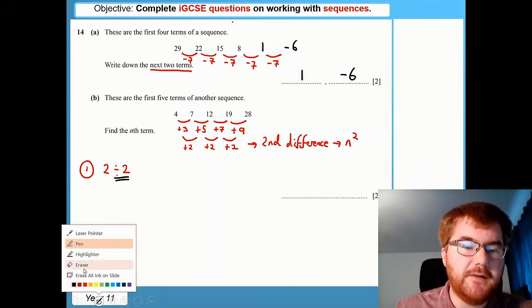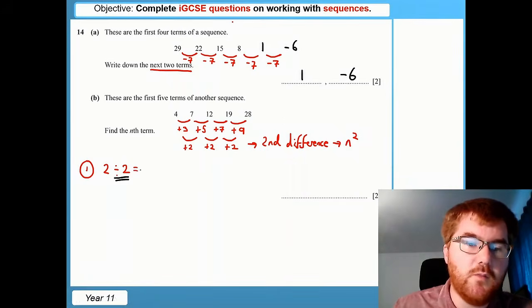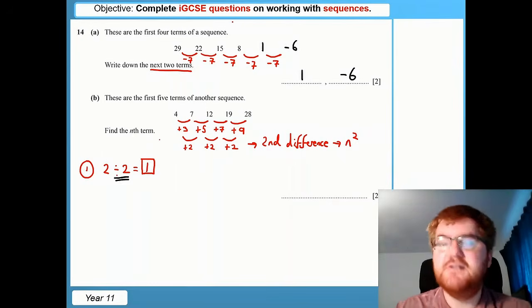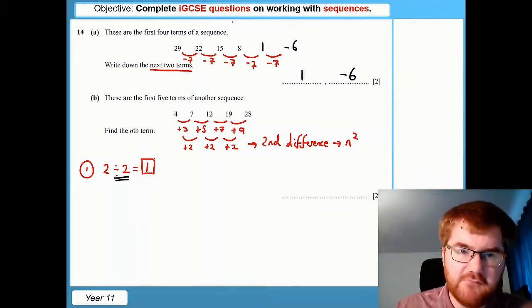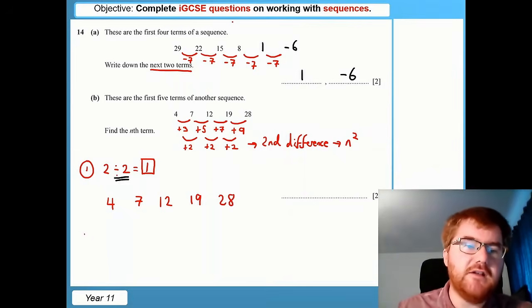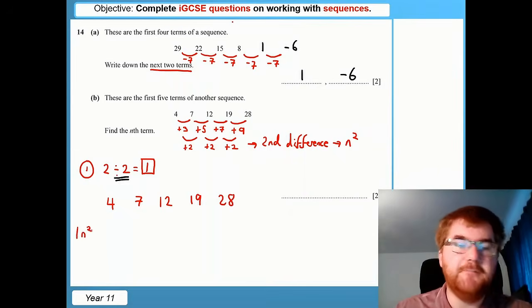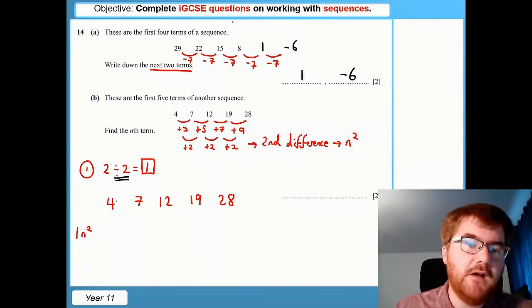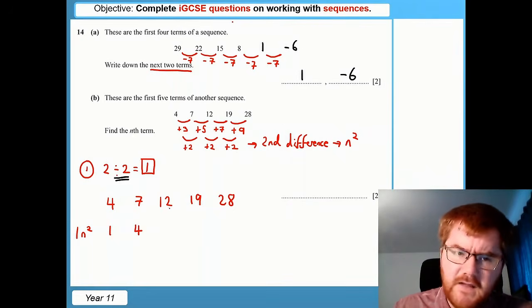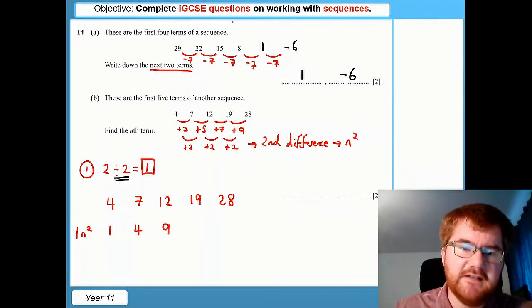So if we do 2 divided by 2, that's equal to 1. And what this tells us is that we need to write down the 1n squared numbers. So I'm going to write this sequence out that we've got at the top here, 4, 7, 12, 19, 28. And what I'm going to do now is write down the 1n squared numbers, also known as just the square numbers. So what is 1 times 1? That's 1. 2 times 2, that's equal to 4. 3 times 3 is equal to 9. 4 times 4 is equal to 16. And 5 times 5 is equal to 25.